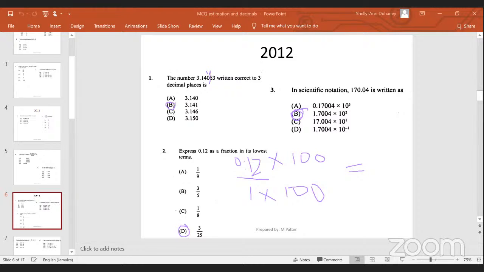You carry over the decimal to the first 2 digits, a non-zero number. And when you carry that over, you put it in standard form, multiplying by 10 to a power, depending on how many times you carried it over, which is 2 times. So it's 1.7004 times 10 to the second power, and you go right back, the zeros and the 4 at the end.